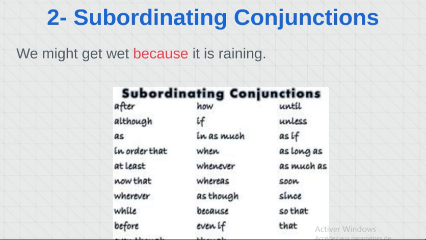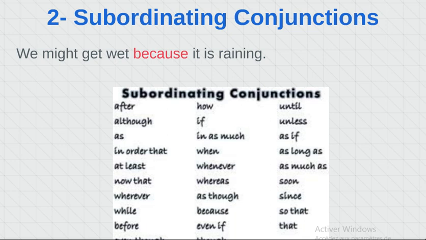So the first clause, which is we might get wet, is called the main clause. And the second clause, which is because it's raining, is called subordinate clause because it's dependent on the first clause. You will understand the clauses very well in the lesson of clauses, inshallah.